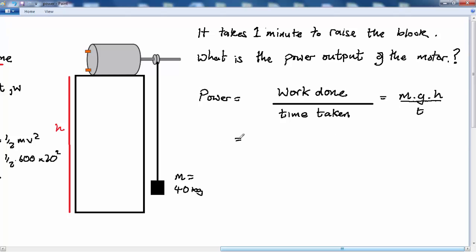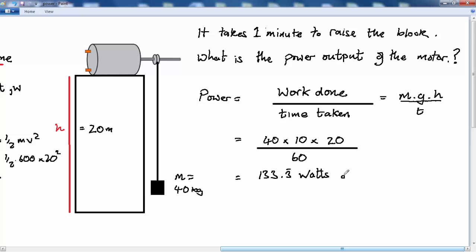So that comes out as m, which is 40, times g, which is 10, times h, which is, let's say, 20 meters, divided by 60 seconds, which gives us 133.3 watts, or joules per second. So that tells us the power output of the motor.